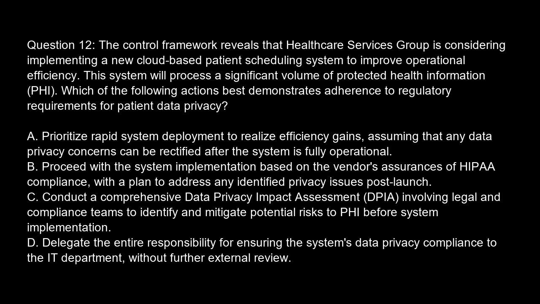Option A. Prioritize rapid system deployment to realize efficiency gains, assuming that any data privacy concerns can be rectified after the system is fully operational. Option B. Proceed with the system implementation based on the vendor's assurances of HIPAA compliance, with a plan to address any identified privacy issues post-launch. Option C. Conduct a comprehensive data privacy impact assessment (DPIA), involving legal and compliance teams to identify and mitigate potential risks to PHI before system implementation. Option D. Delegate the entire responsibility for ensuring the system's data privacy compliance to the IT department, without further external review.